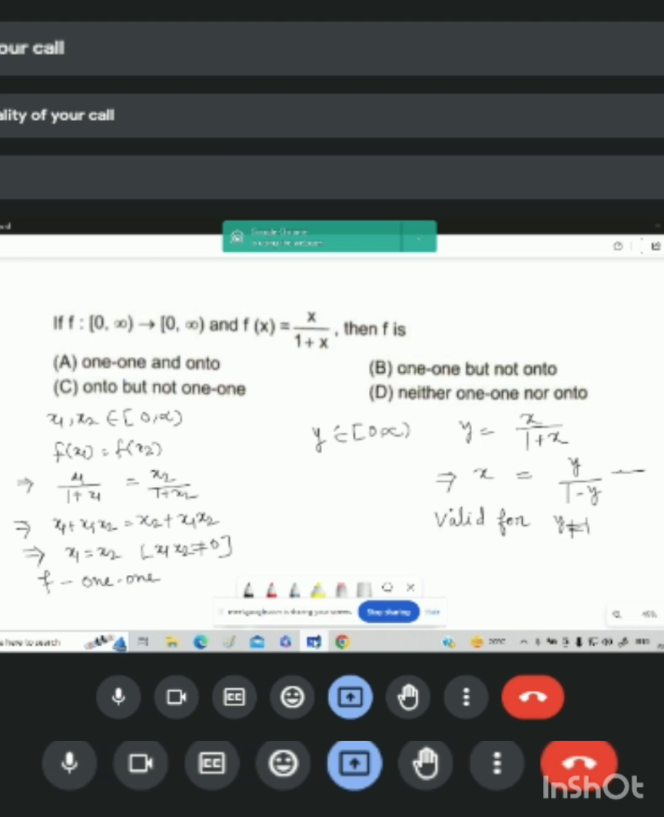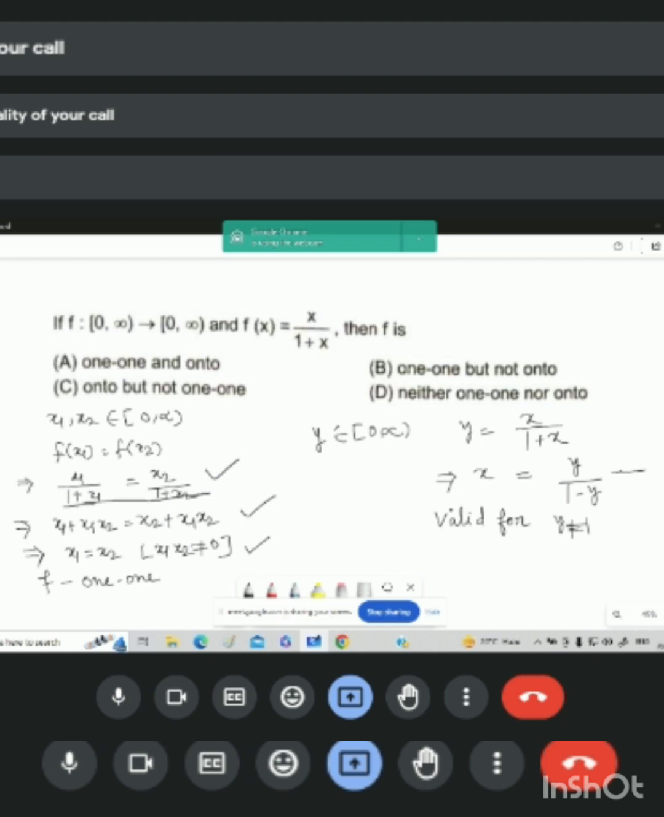To test one-to-one, I have taken two distinct elements from the domain interval 0 to infinity, that is x1 and x2, and f(x1) equals f(x2) implies x1 divided by 1 plus x1 equals x2 divided by 1 plus x2, that is this step. And by the calculation of this we get x1 equals x2, provided x1 and x2 are non-zero.